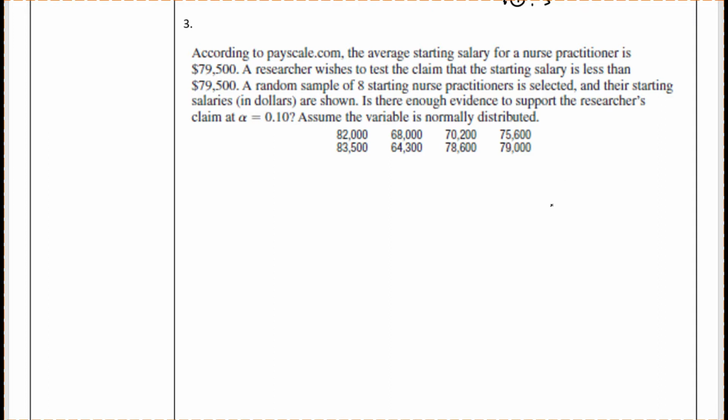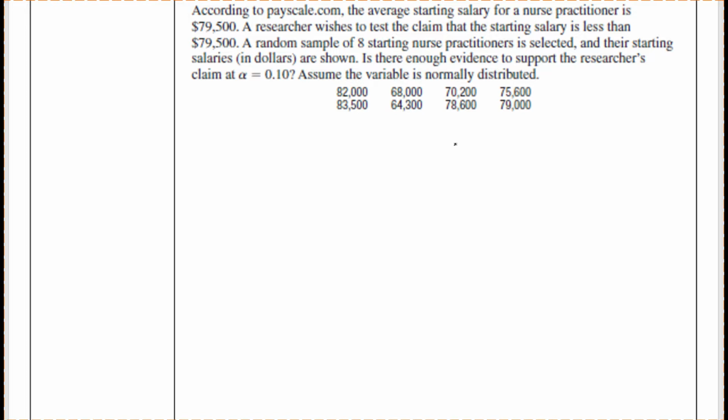All right, so we know we're looking at only 8 nurse practitioners. So that means our sample size is quite small. If n is equal to 8, which is less than 30, this means that we need to use a t-test, as long as it's normally distributed, which it says to assume. All right, so then it says that the claim is that the average starting salary is that.